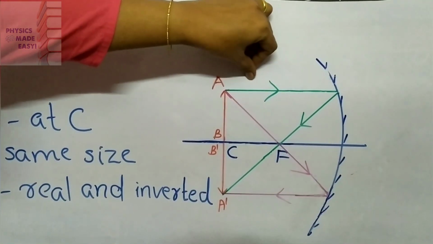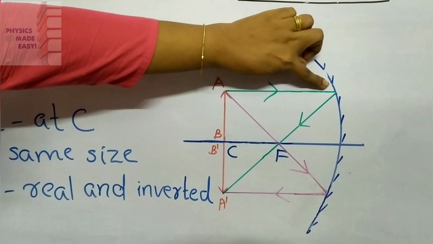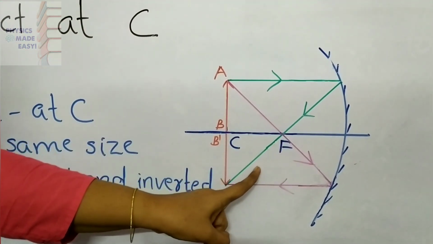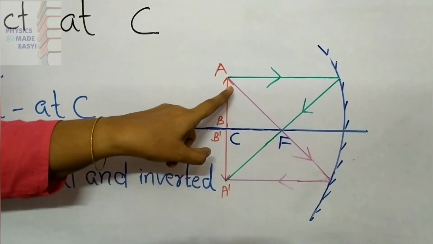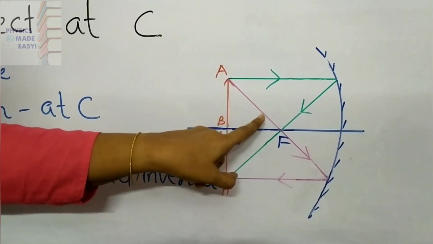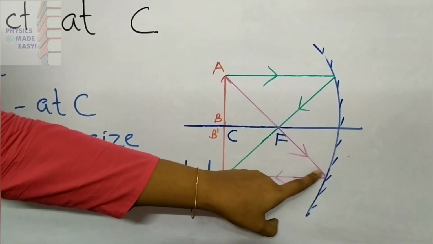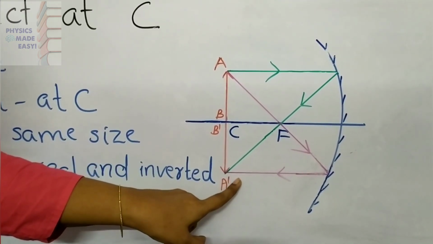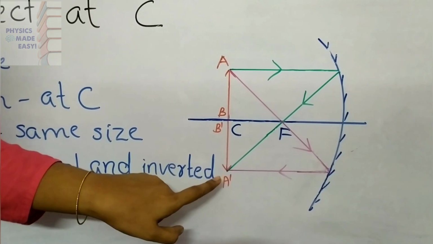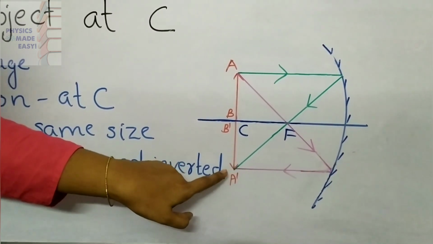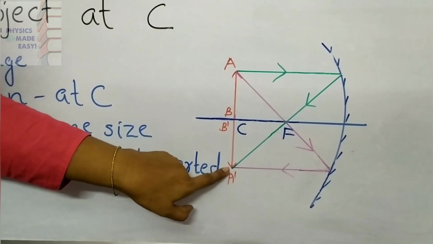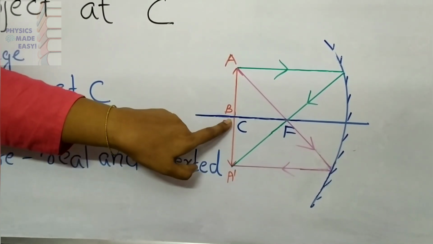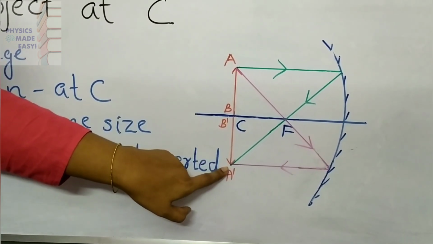Here you can see the ray which is parallel to the principal axis; after reflection that will pass through the principal focus. Another ray, the ray which is passing through the principal focus, after reflection will emerge parallel to the principal axis. Here you can see that two rays are intersecting at this point. Here you are getting the image. You can see at the same point only you are getting the image.